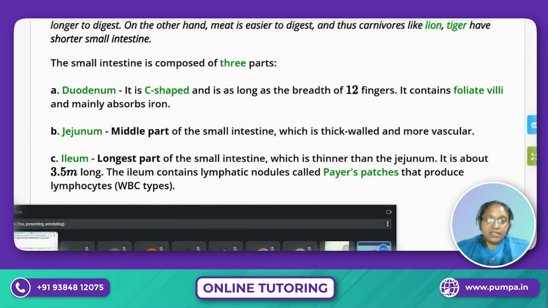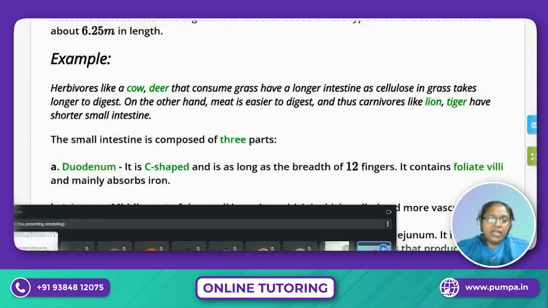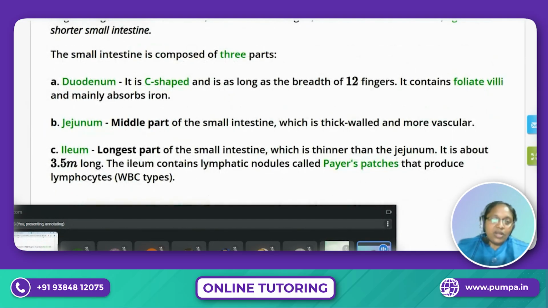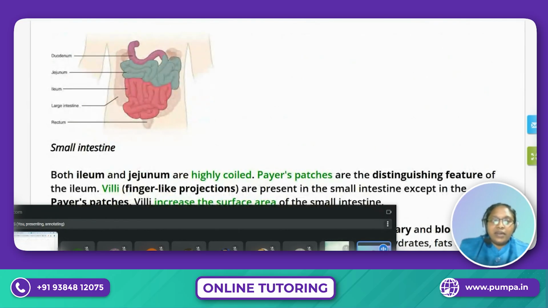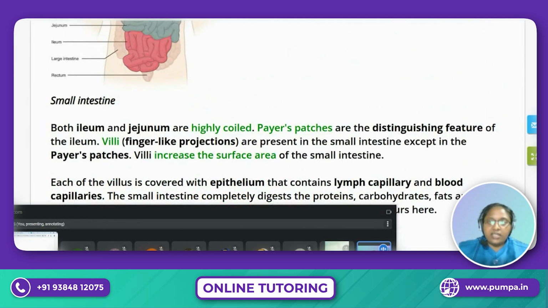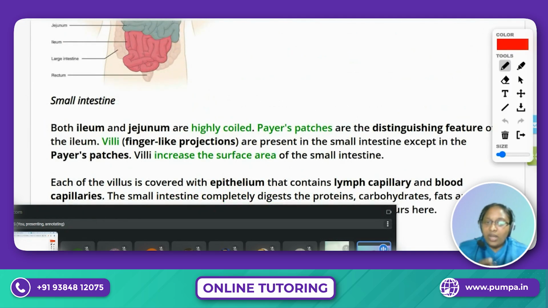Next, the small intestine has three parts: duodenum, jejunum and ileum. What is its other function? Remember, children, the small intestine is the site of complete digestion and absorption.